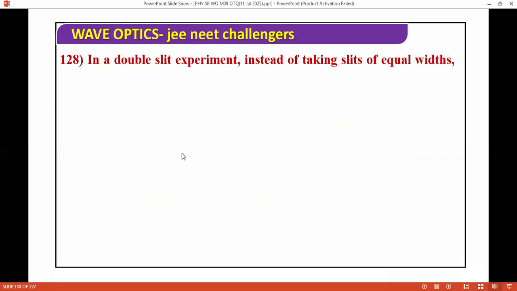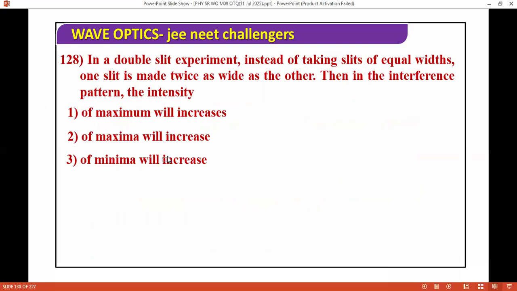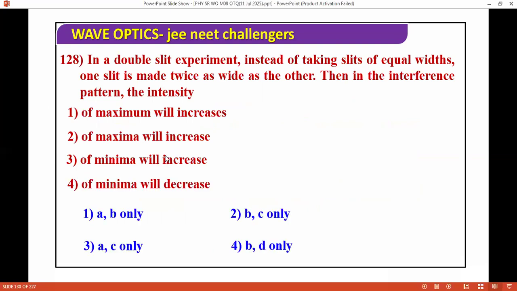In a double slit experiment, instead of taking slits of equal width, one slit is made twice as wide as the other. Then the interference pattern, the intensity. So the correct answer for this question will be A and C. Maximum will increase and the minima will increase. So the intensity of the maximum, equal width, related twice that.